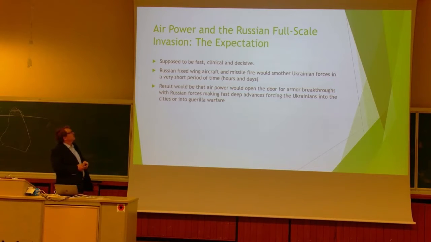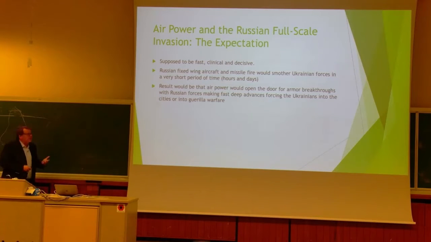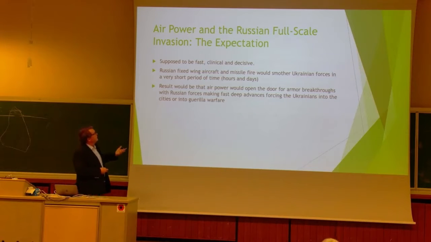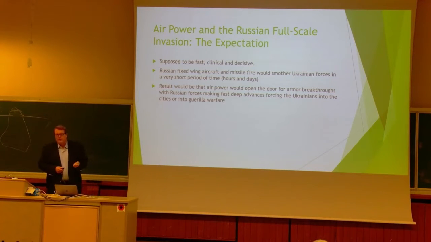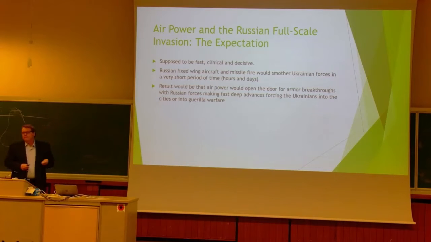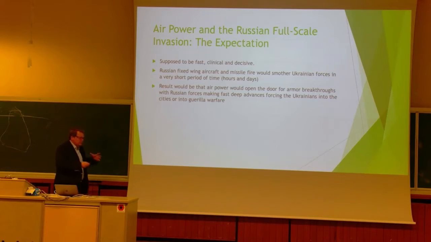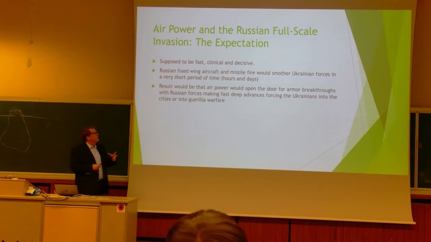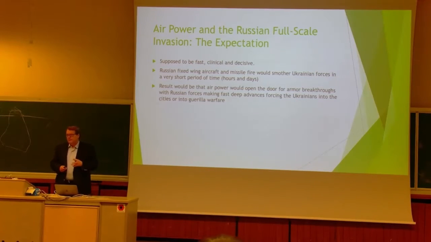But again, if we go down to what I tried to talk about a little bit yesterday, how was air power supposed to work? It was supposed to be, for the Russians, fast, clinical, and decisive, based on two primary elements of air power: fixed-wing aircraft and cruise missiles. Cruise missiles could be fired by ship, by plane, or other systems, and were supposed to be so accurate and so devastating, and the Ukrainians were not supposed to have a counter to them, that air power was supposed to be, in many ways, the crippling weapon to start with.